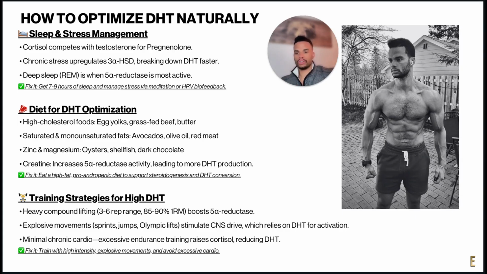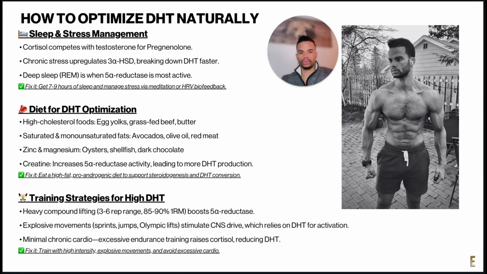So, sleep and stress management are probably the most important lever to pull in terms of optimizing DHT, and this is because cortisol competes with testosterone for pregnenolone. And as you know, DHT is converted from testosterone. So, with that being said, high cortisol will mean less raw material for androgen production, because higher cortisol means lower testosterone. So chronic stress will actually upregulate the 3-alpha HSD enzyme, which breaks down DHT faster and also leads to lower levels.